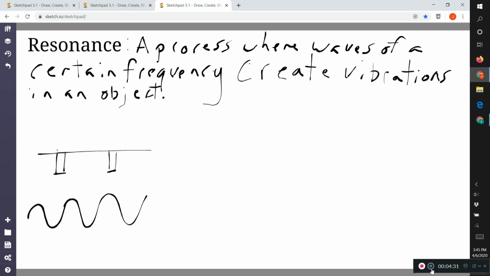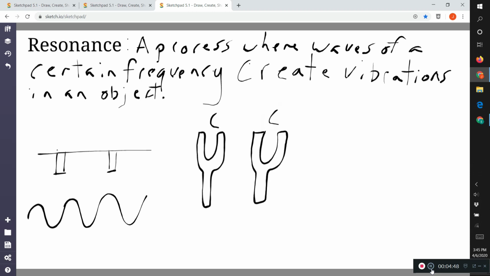Another example of this in sound waves is if you take a tuning fork that's supposed to be at a certain pitch, let's say it's supposed to be at the note C, and you have another tuning fork that's at the same pitch, pretend like these are the same size, I can't draw. If we bust this one up and create some waves, when those waves hit that tuning fork, it's going to vibrate that tuning fork, and it's going to start vibrating at the same frequency.